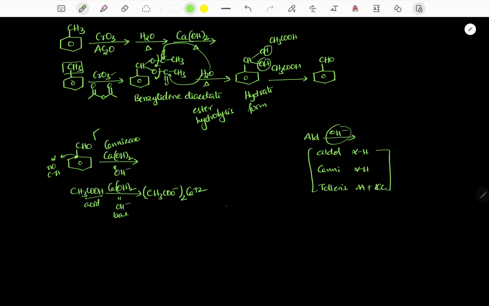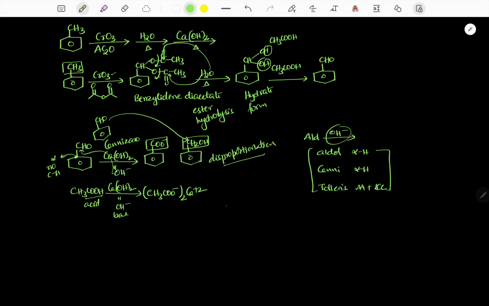In the Cannizzaro reaction, we should consider another molecule. So OH minus attacks this carbon, and the attacked carbon undergoes oxidation, and the remaining aldehyde undergoes reduction. Since it is a basic medium, we get COO minus and CH2OH. So this reaction is the Cannizzaro reaction. It is an example of a disproportionation reaction because the same carbon is oxidized and the same carbon is reduced.